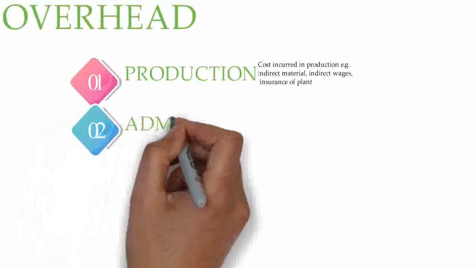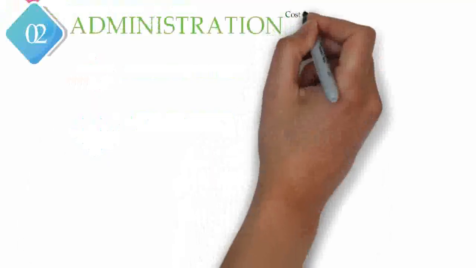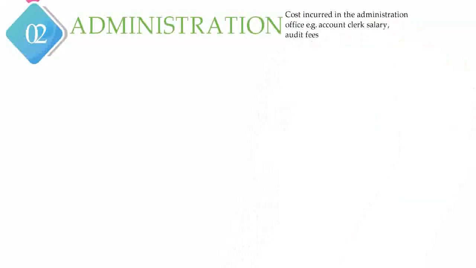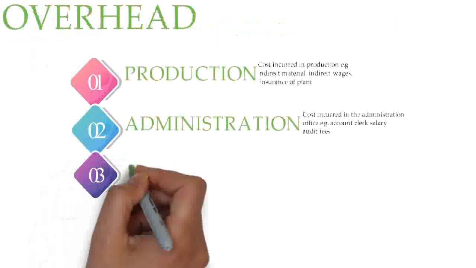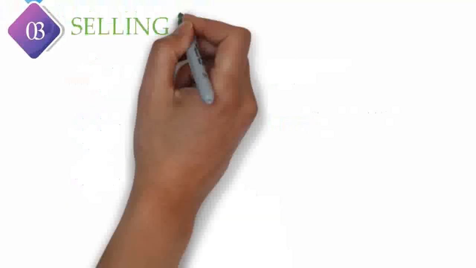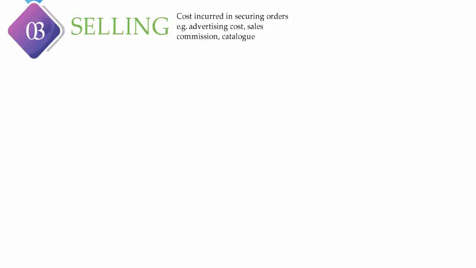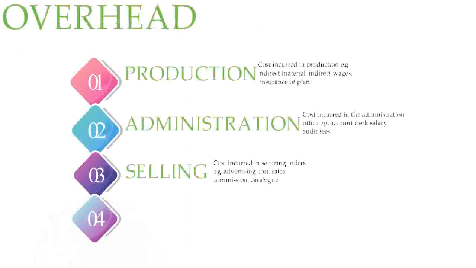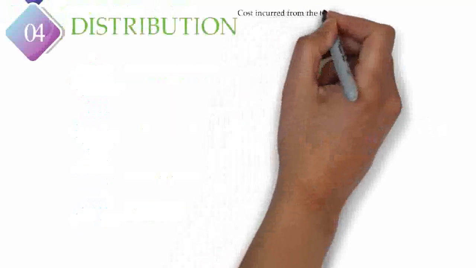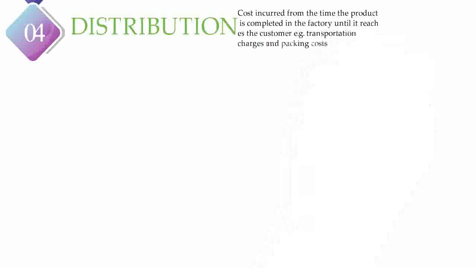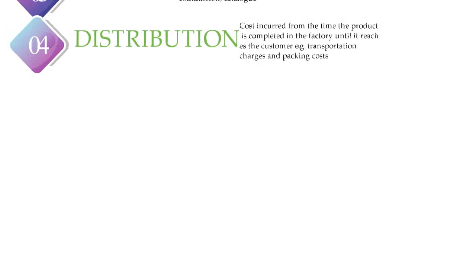of plant. Secondly, administration overhead, outlined as cost incurred in the administration office, for example, account clerk salary and audit fees. Next, selling overhead, defined as cost incurred in securing orders, for example, advertising cost, sales commission and catalog. Lastly, distribution overhead, outlined as cost incurred from the time the product is completed in the factory until it reaches the customer, for example, transportation charges and packing costs.